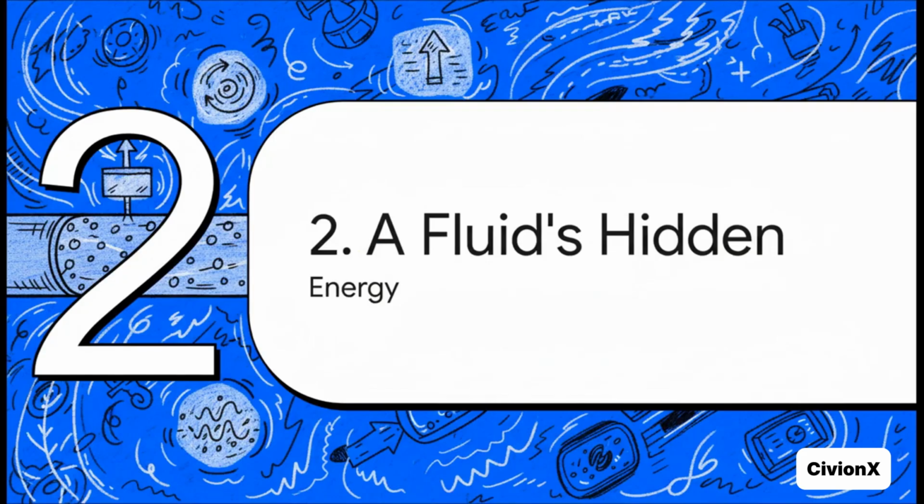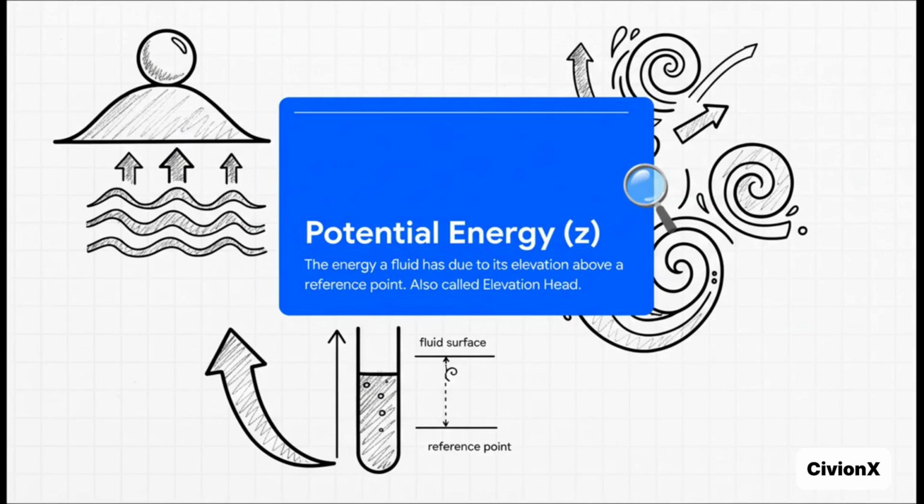Okay, so let's dive into this idea of hidden energy. It turns out that any little drop of fluid moving through a pipe is carrying energy in 3 different forms. And if we can get a handle on these 3, we can understand the entire system. It's that simple. First up, we've got potential energy. Engineers have a fancier name for it. They call it elevation head. The easiest way to think about this is to picture a giant dam. The higher the water is piled up behind that wall, the more potential energy it has, just waiting to be unleashed. We represent this height with the letter Z.